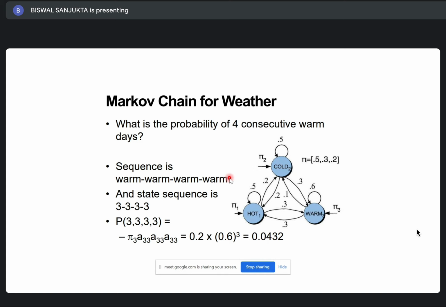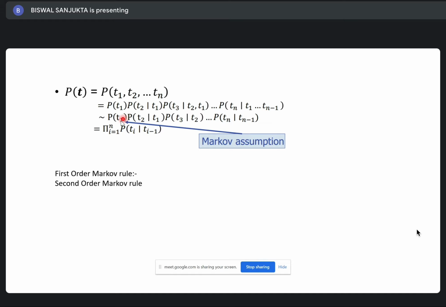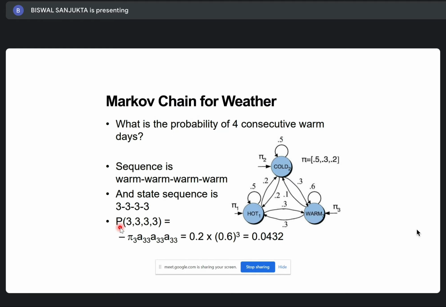If we go ahead and see this rule, we have the first, the initial state probability, then the probability of the second state given the first, the third given the second, like that. Let's say hot is 1, cold is 2, and warm is 3. I have just labeled it. So how will I represent it? I want to know the probability of the state sequence 3, 3, 3, 3.